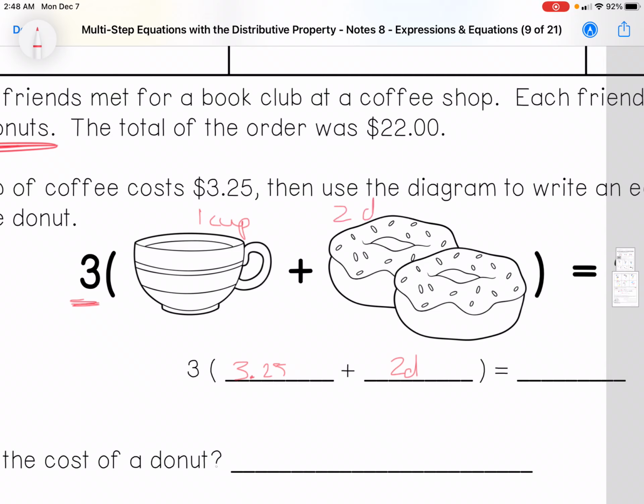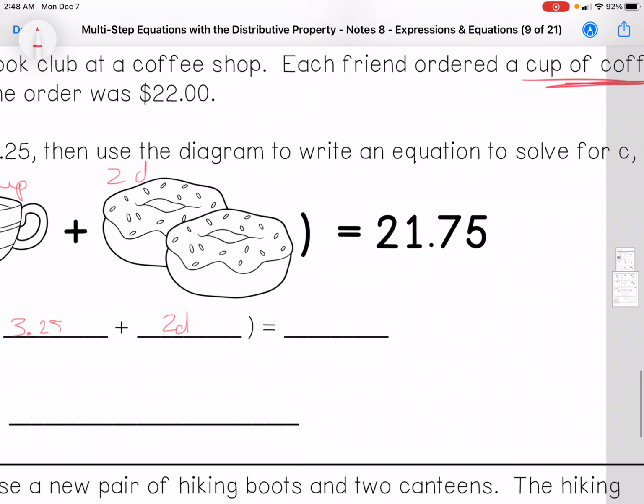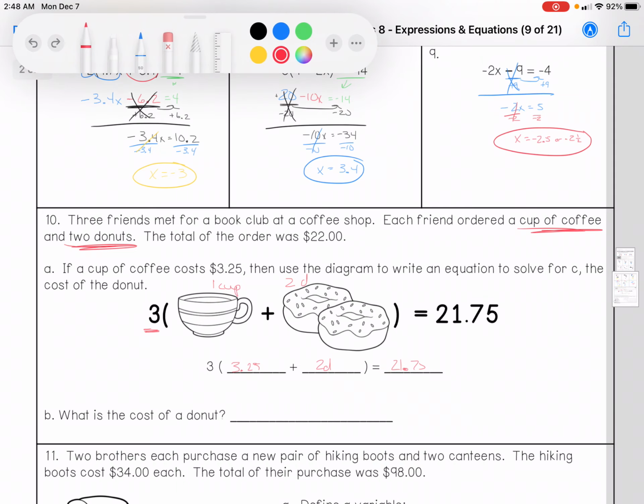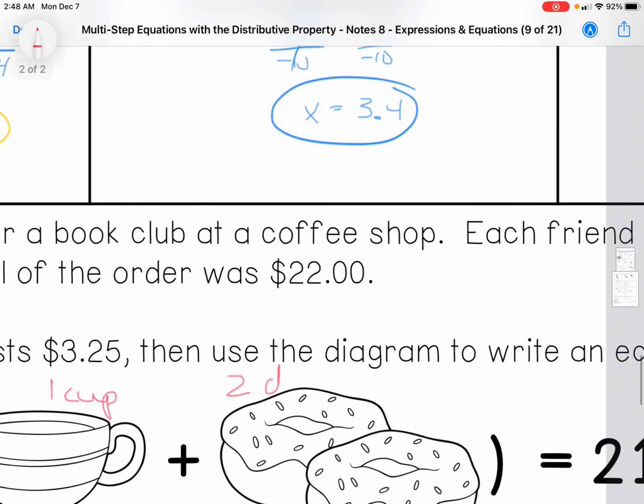Okay, that's where they came up with this, and it's going to equal $21.75 because that was the total bill. I thought it was 22. It was 22. I don't know why they put $21.75 right there. $22. No, I think it's supposed to be $21.75. I think this is supposed to be $21.75.